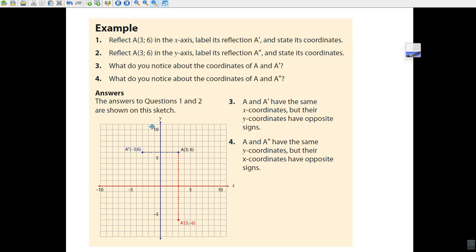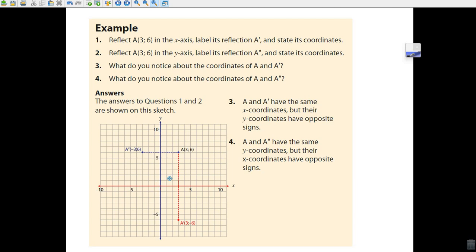Now, we're going to reflect points to start with. If we have a point here at 3 and 6, and we'd like to reflect it in the x-axis, what would we do? Well, instead of 3 and 6, we'd make it 3 and minus 6, and that would cause it to jump over down here across the x-axis. If we said reflect it in the y-axis, instead of 3 and 6, we'd make it minus 3 and 6, and it would jump over here on the other side of the y line.